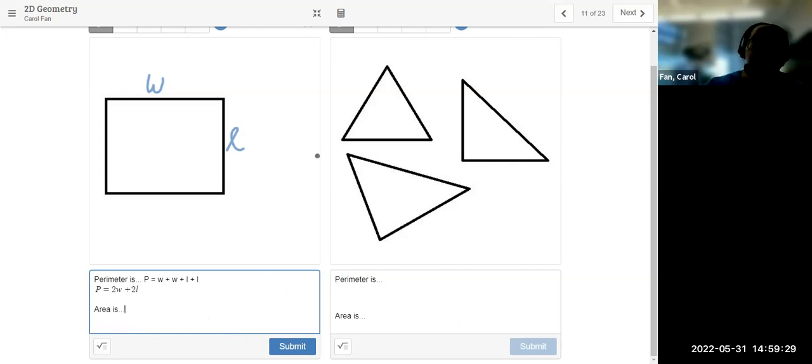Area is the space inside of our object. So I'm going to multiply my 2 sides together, length times width.